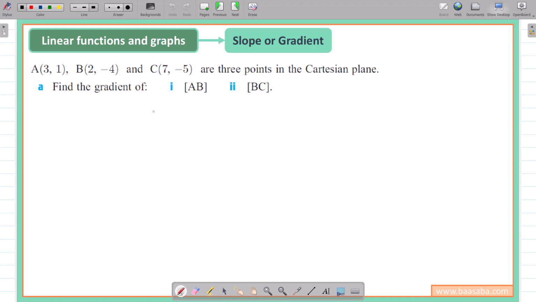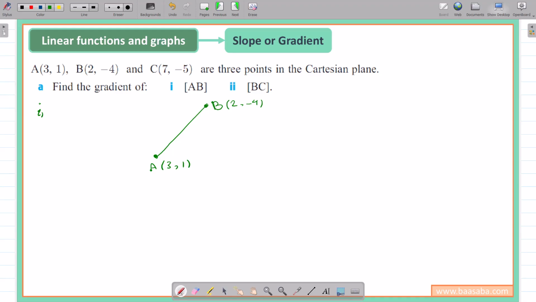For the first part, it says find the gradient of line AB. What does it mean? It means that the points A and B form a line here. It doesn't matter which of them is here and which is there. You will get the same answer for both. The coordinates of A are 3 and 1, and for B, it's 2 and -4.